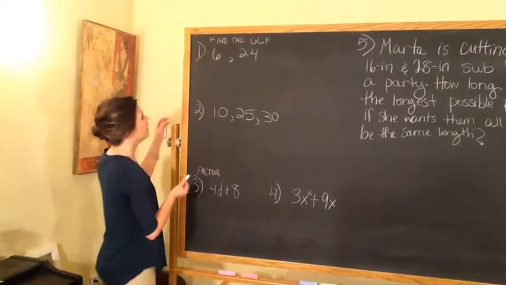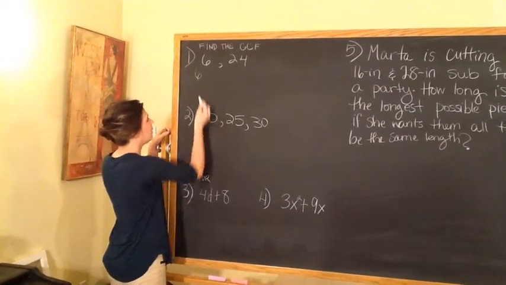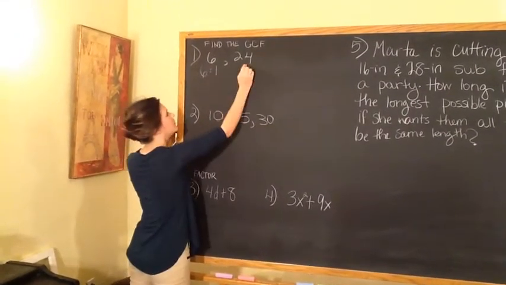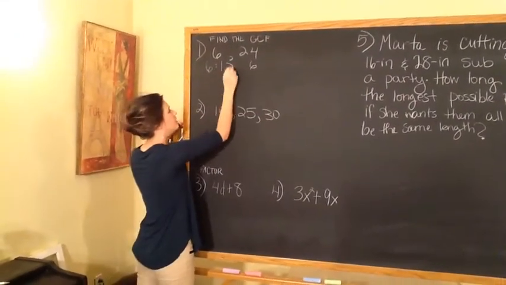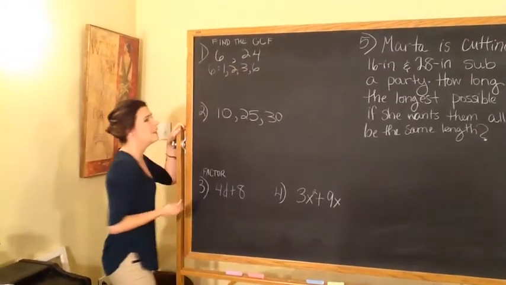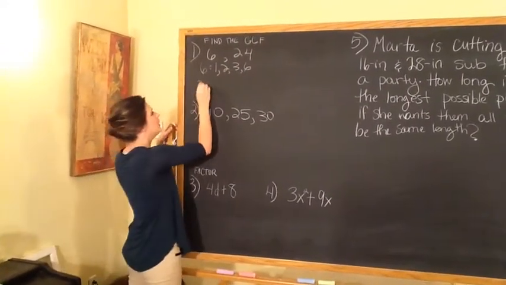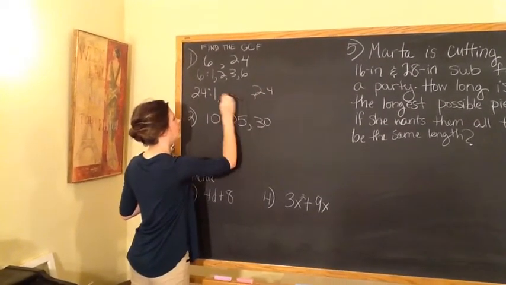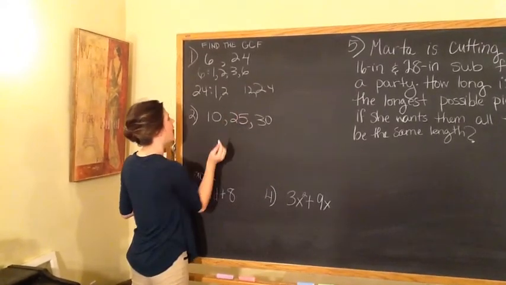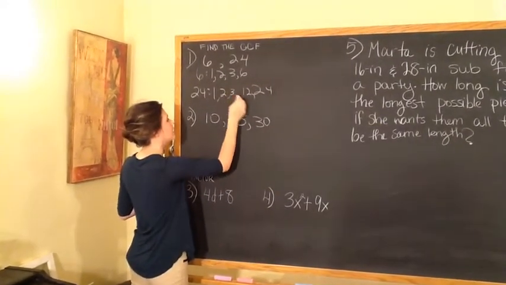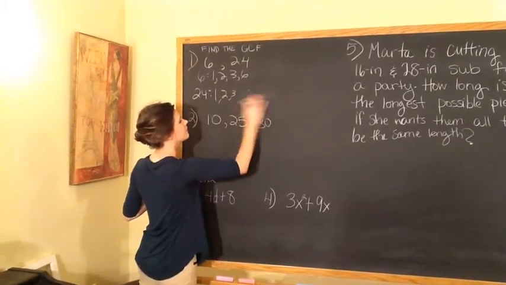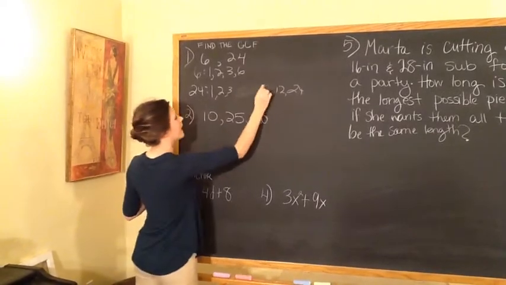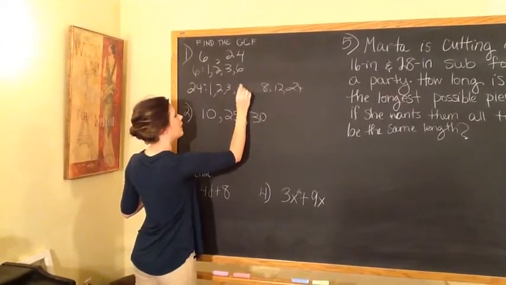Alright, so the first pair of numbers is 6 and 24. I'm going to start off by listing the factors of 6. I know 1 times 6 gives me 6, and 2 times 3 gives me 6. And that's all that we have. Now for 24, I have 1 and 24, I have 2 and 12, I have 3 and 8, 4 and 6. I'm running out of space, hold on.